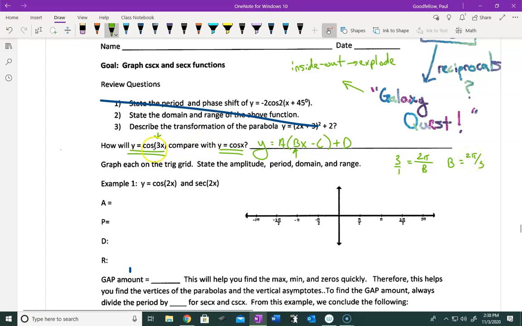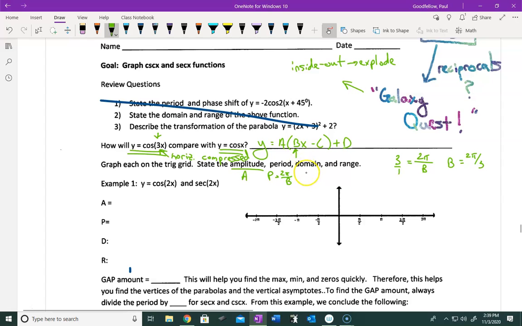So ultimately, a graph that's got a 3 in it like this is going to be horizontally compressed. Okay, so we're talking about all kinds of different things that you should basically have a deeper understanding of. Amplitudes, they're related to A. Periods, P, which is related to 2 pi over B.